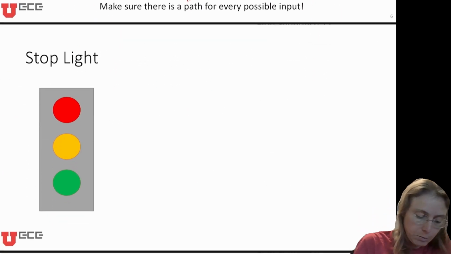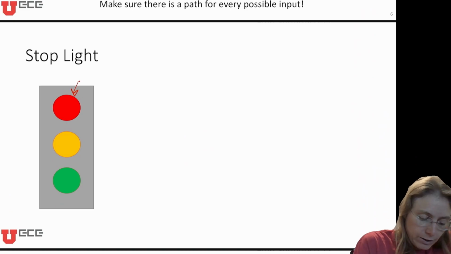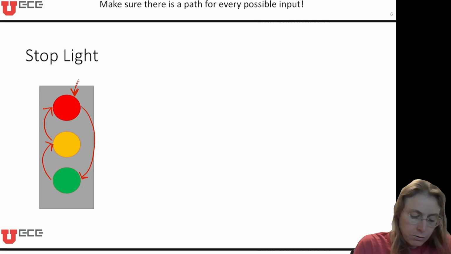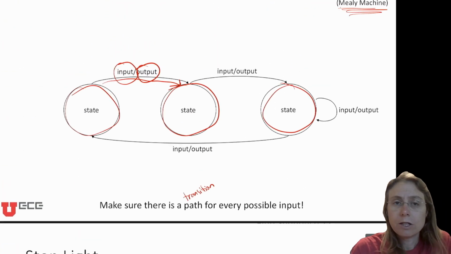Okay, so let's do an example. Here's a stoplight. So if we're in red, that's kind of our starting spot for safety. Then at some point the light will turn green. And then after that the light needs to turn yellow. And then the light turns red. Now notice those arrows kind of match up with what we drew up here with this finite state machine. It's just kind of rotated.